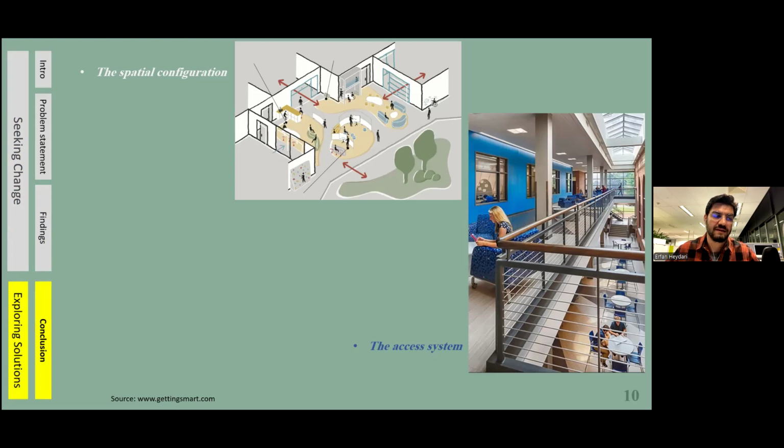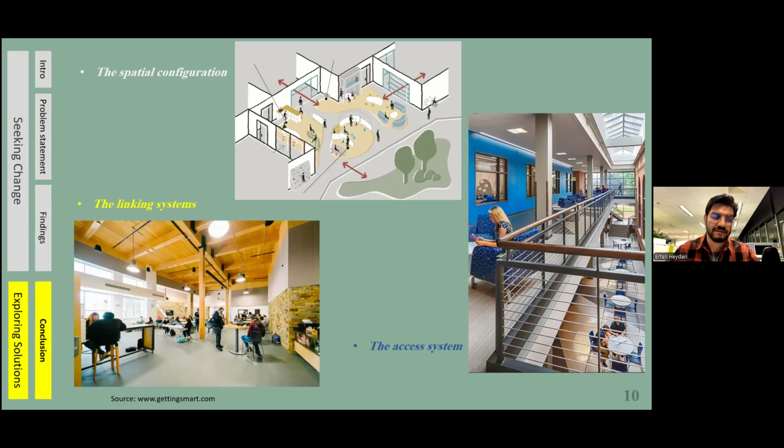And lastly, the third fold, known as the linking system, acts as a bridge between spatial configuration and access system. This system has the potential to create diverse learning situations that promote students' engagement and act as a temporal space.